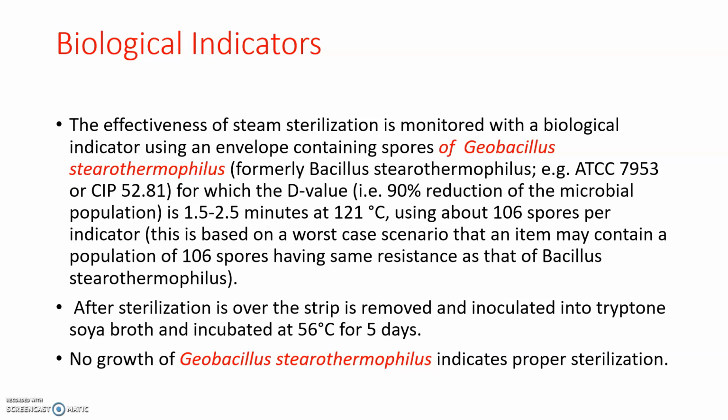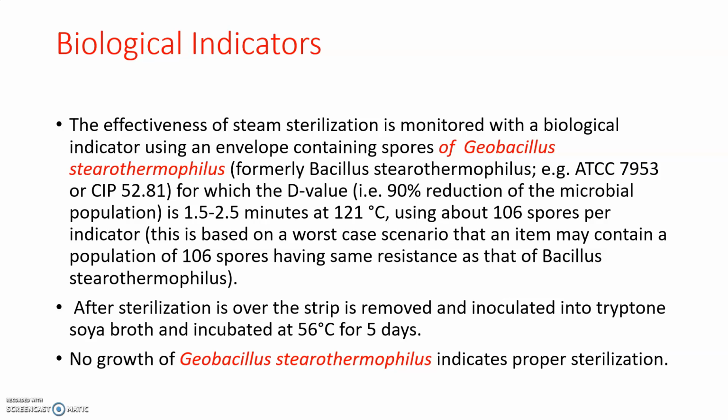Next is the biological indicators. The effectiveness of steam sterilization can be monitored with a biological indicator, using an envelope containing spores of Geobacillus stearothermophilus, formerly called Bacillus stearothermophilus ATCC 7953.